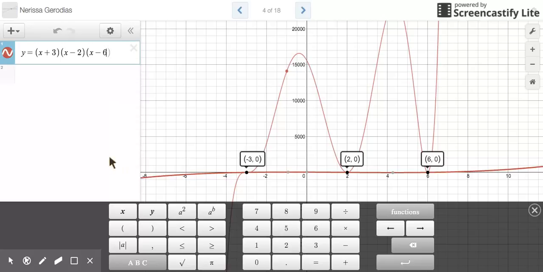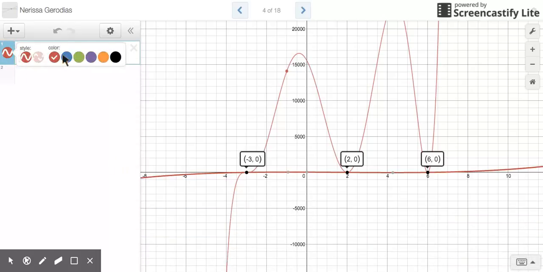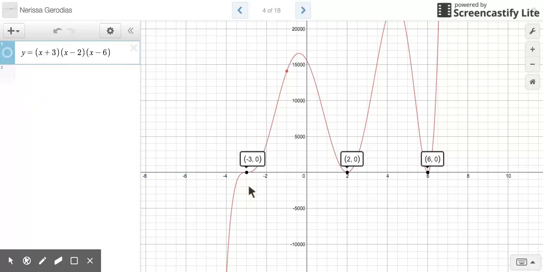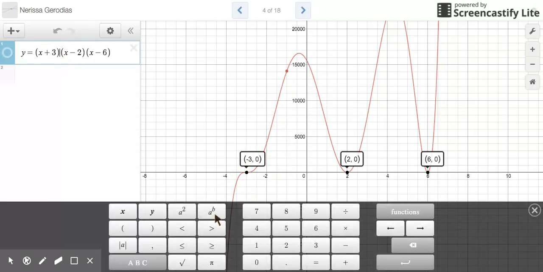All right, and then let me change the color again. All right, and then hide first. So at -3, the graph is crossing the x-axis and in a curvy path. Therefore, its multiplicity is at least 3. So I'm going to put here to the third.